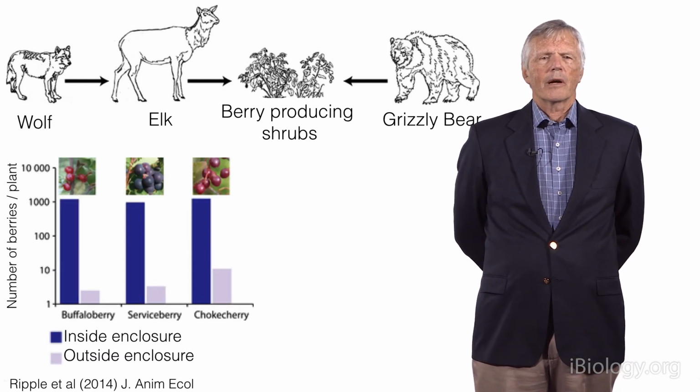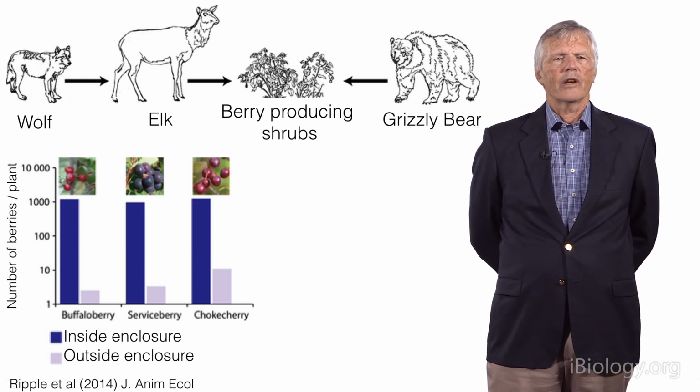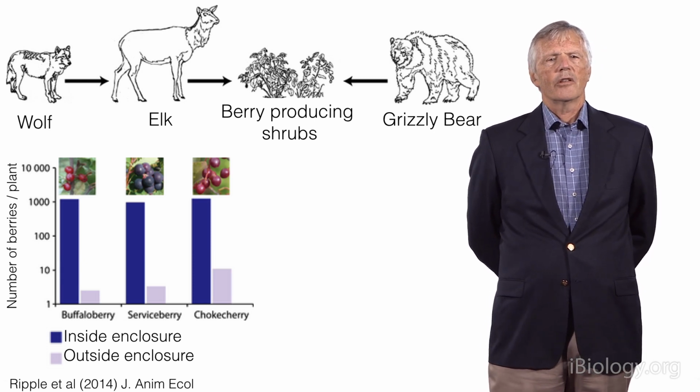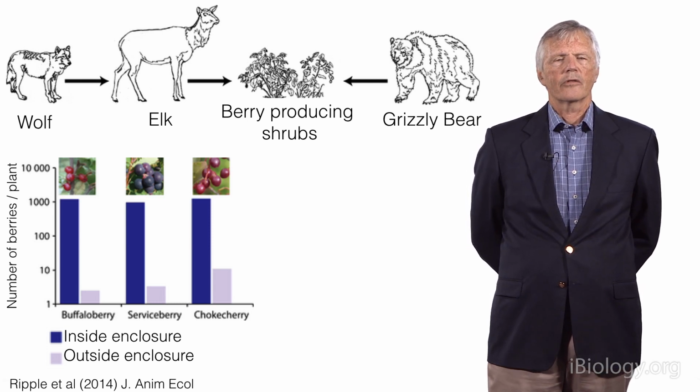These are some experimental data from a variety of plots in which elk have been excluded by fencing, and you can see that in areas where elk have been excluded, the production of berries is very much higher than in places where elk have free access.